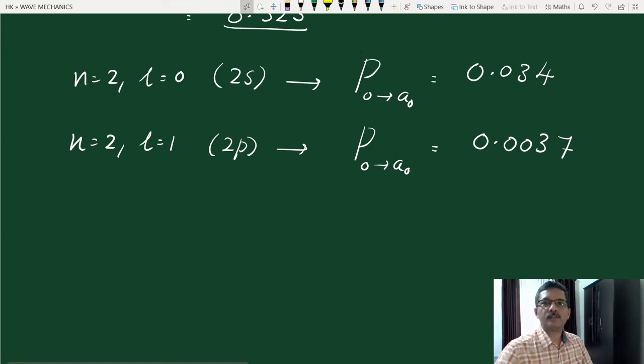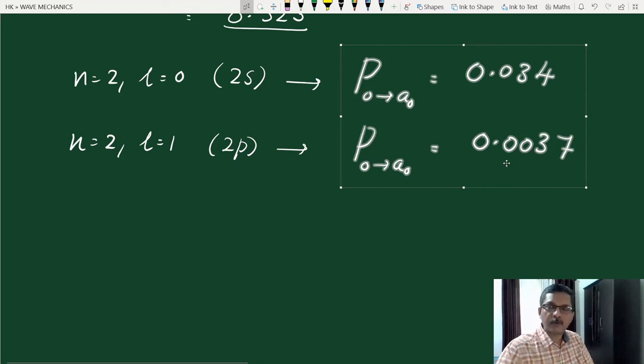So if you compare these two, when the electron is in 2s state, the probability is 0.034, only around 3% probability. If it is in 2p state, it is 0.0037, about one tenth less. Okay, 10 times smaller. So this probability, when you go from 1s state to 2s state to 2p state, this probability for the electron to be found between 0 and A0 decreases. Between 2s and 2p state, for 2s state the probability is some 10 times larger, 2p state is less.